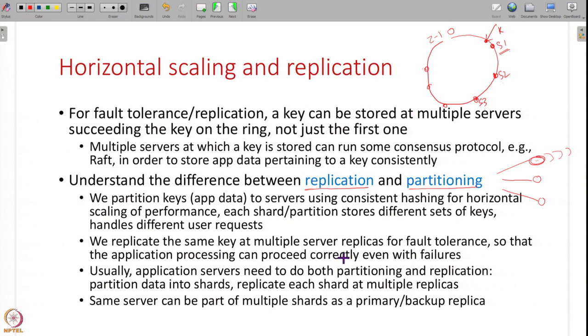Whereas, with replication, the goal is to store the same key at multiple servers for redundancy and run some kind of consistency or consensus protocol, and typically you will do both. In real systems, you will do both. So, you will map keys to servers and you will map a key to multiple servers. You can say I will replicate this key at these 3 servers. Some key that comes here, I will replicate it at the next 3 servers following it on the ring. In this way, you can use the consistent hashing idea to do both partitioning and replication. You can partition your data into shards and you can replicate the data at each shard at multiple other server replicas.